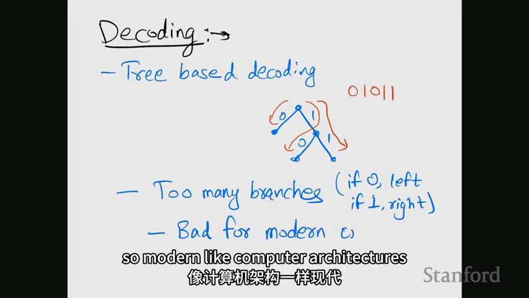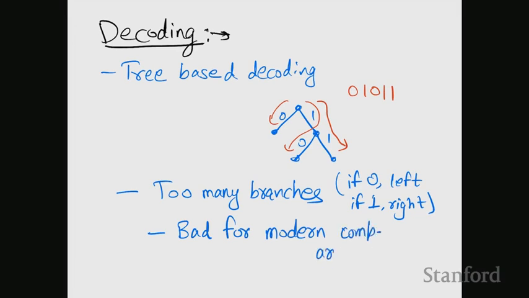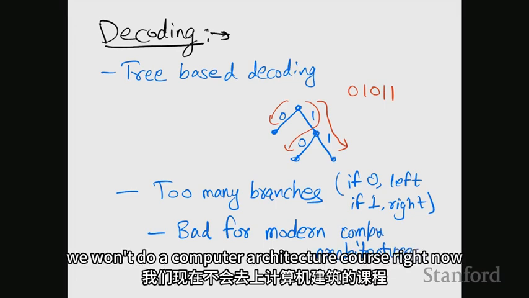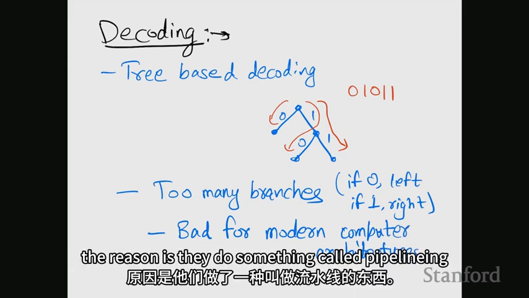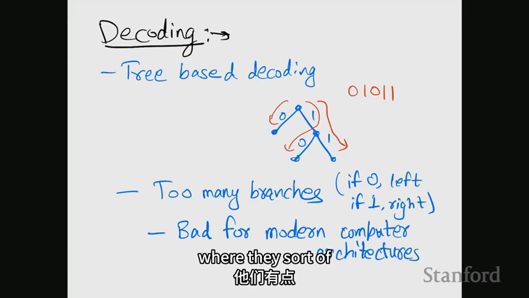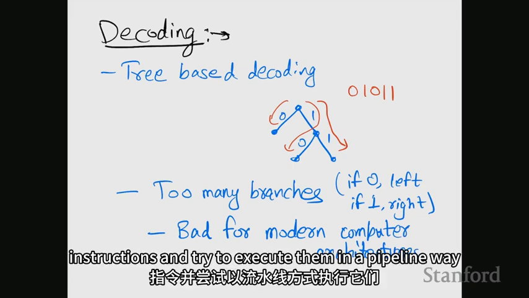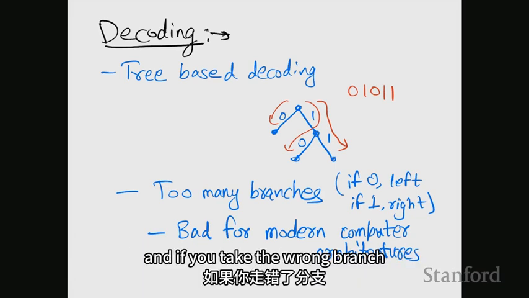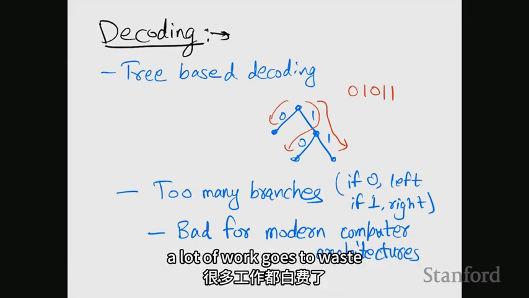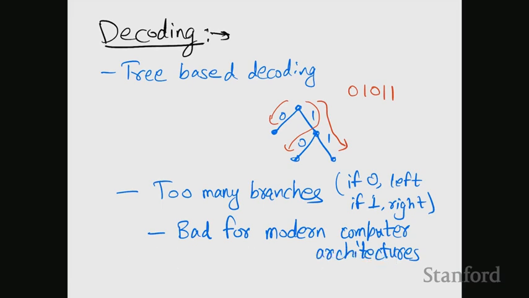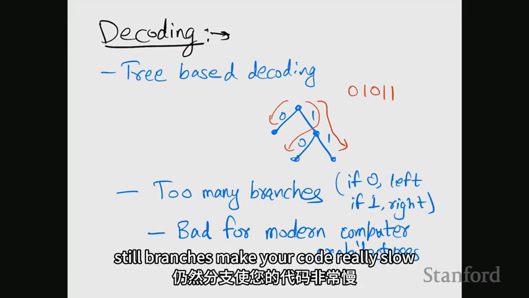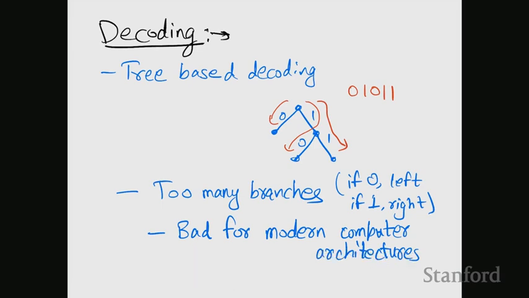So modern computer architectures. We won't do a computer architecture course right now, but in short, the reason is they do something called pipelining, where they collect a bunch of instructions and try to execute them in a pipelined way. And if you take the wrong branch, then you have to flush the whole pipeline. A lot of work goes to waste. So branches are bad. Even though you have good branch predictors, branches still make your code really slow.